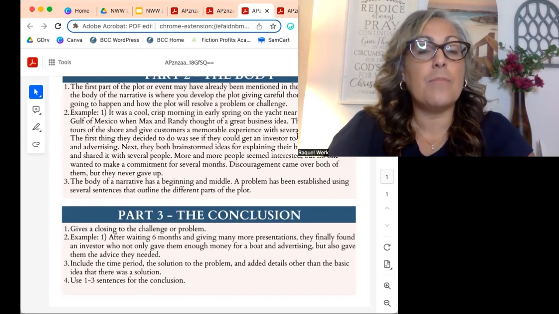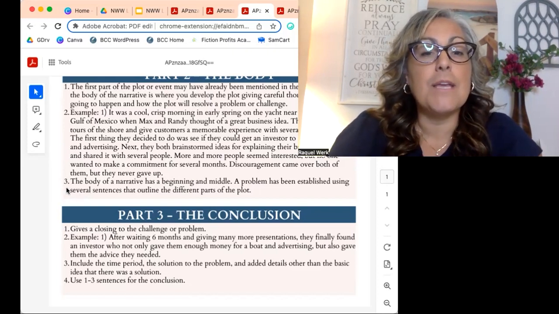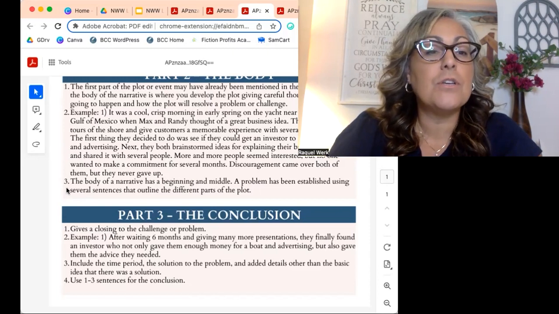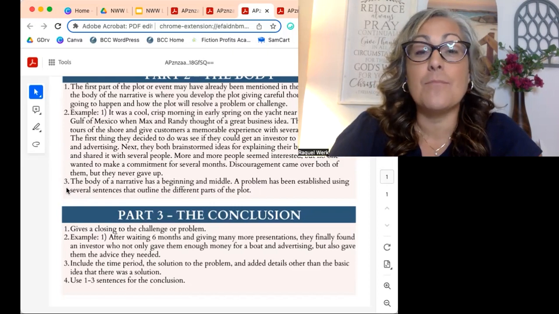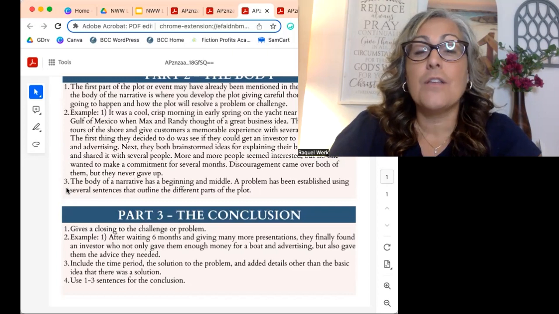Let's look at point number 3 on the graphic here. The body of a narrative has a beginning and middle. A problem has been established using several sentences that outline the different parts of the plot. And that's what you're going to do in your story. Think about the 2 or 3, maybe 4 things that lead to the problem.